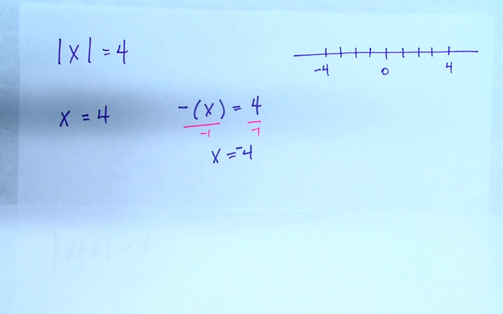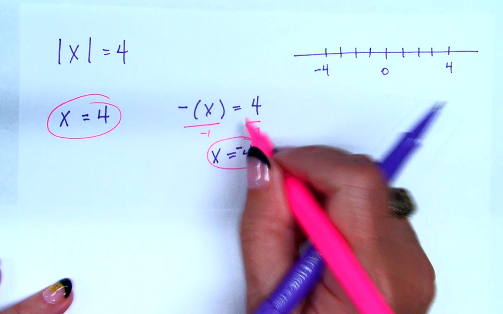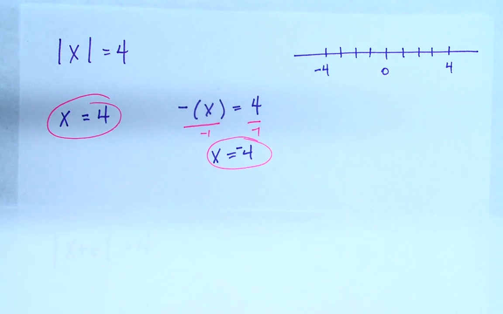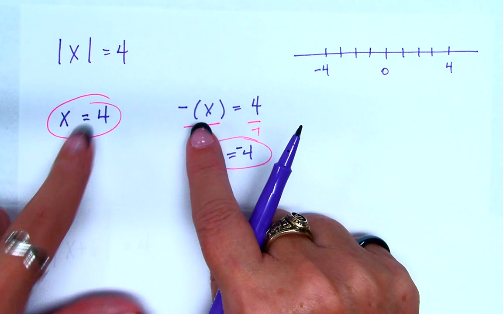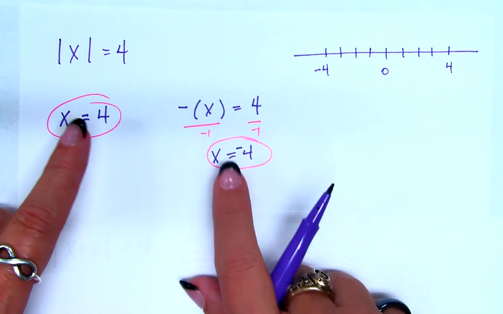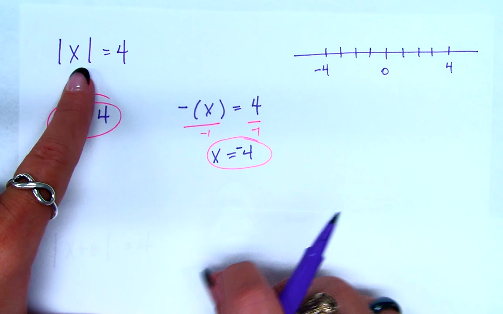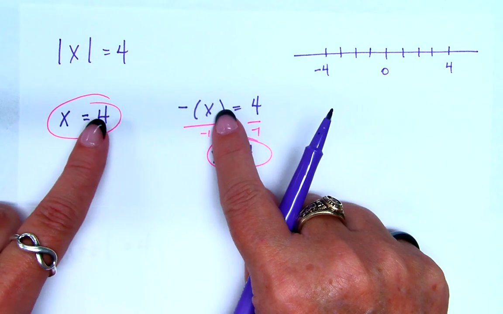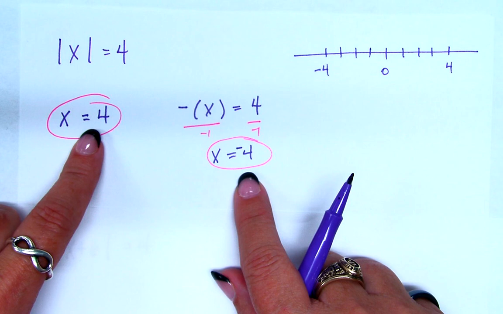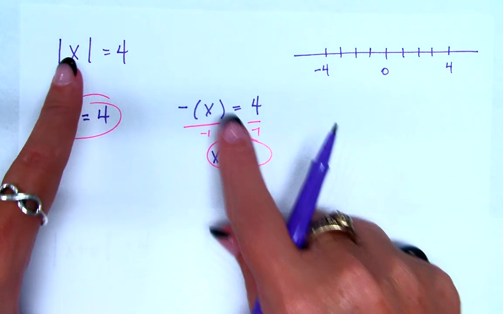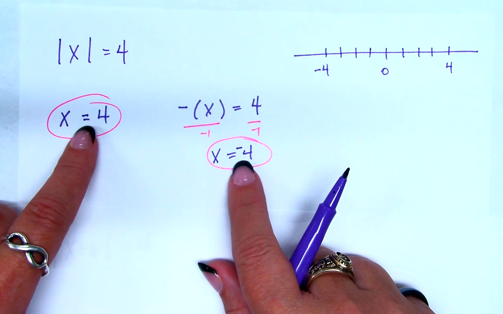How about that? Okay. So I know, because I checked now, that these are both correct answers, right? Yes. So when you see absolute value, you know you have to make two problems, because you need two answers.